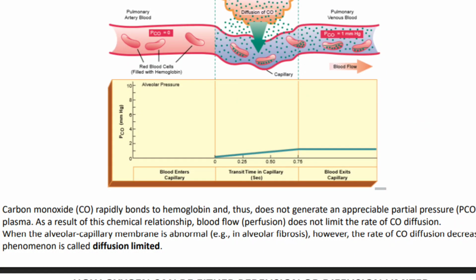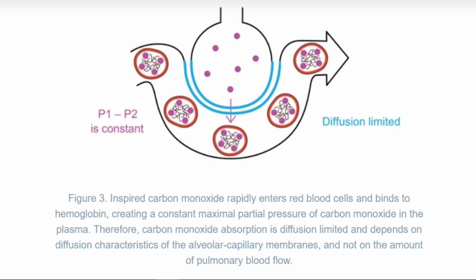On the other hand, we can say carbon monoxide is taken up by hemoglobin at such a high rate that the partial pressure of carbon monoxide stays very low, and equilibrium is not reached in 0.75 second in the blood in the pulmonary capillaries. Therefore, the transfer of carbon monoxide is not limited by perfusion at rest. Instead, it is diffusion limited. Okay. So here we also see that P1 minus P2 is constant, and the transfer of carbon monoxide is diffusion limited.